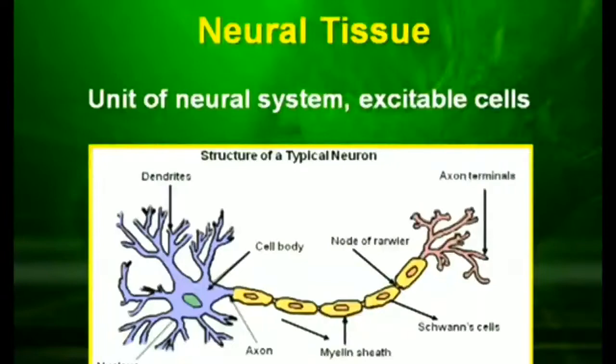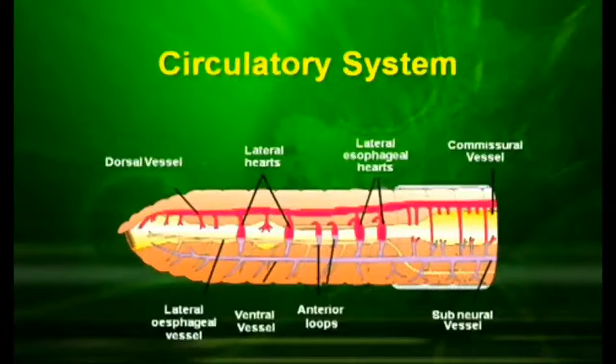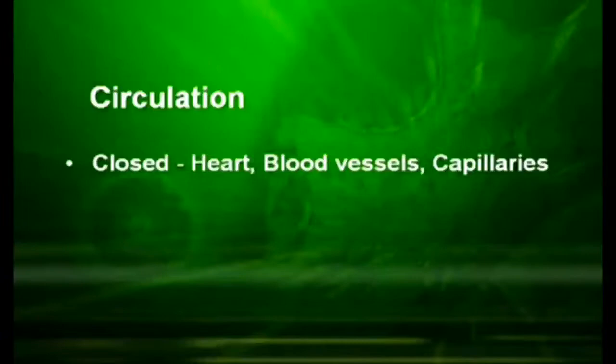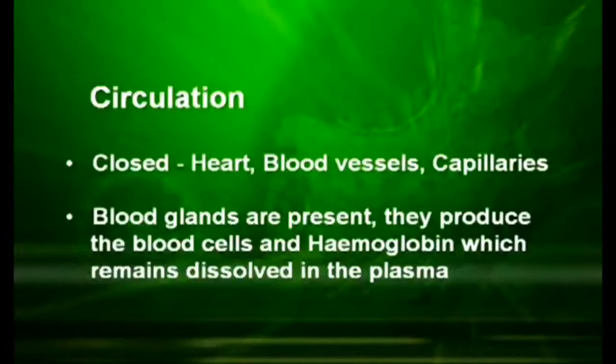Regarding the circulatory system, they have a closed circulatory system which consists of the heart, the blood vessels and the capillaries. Blood glands are present and they produce the blood cells and hemoglobin, which remains dissolved in the plasma. They have four pairs of pulsatile hearts. The contraction of the heart keeps the blood circulating in one direction. The blood cells are phagocytic in nature.